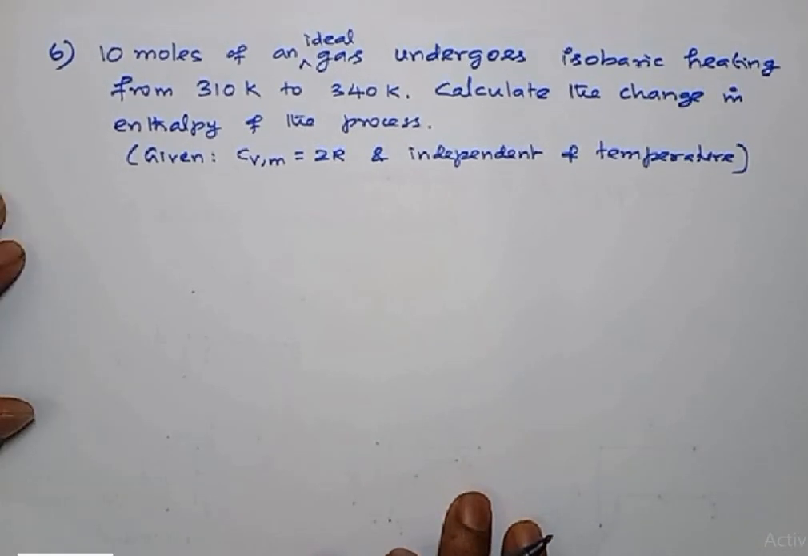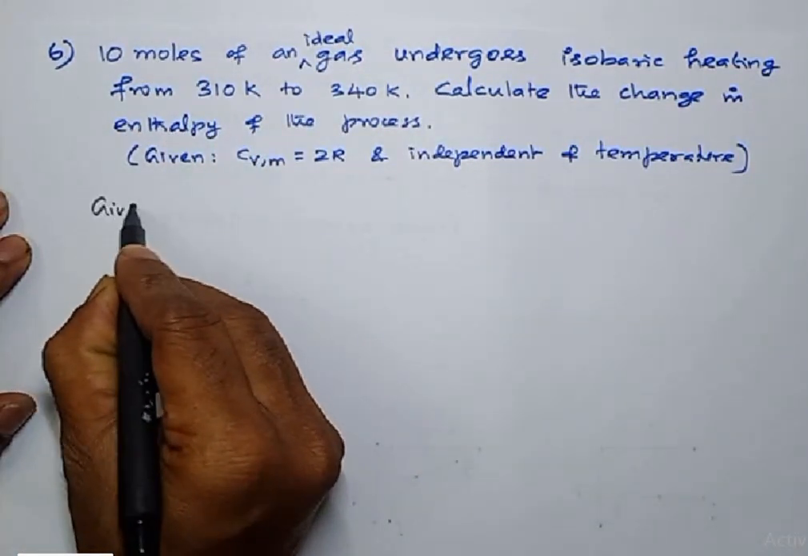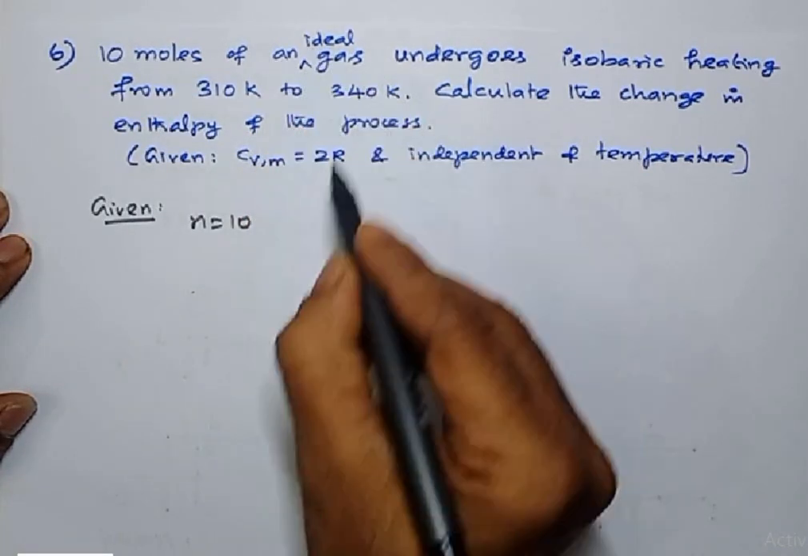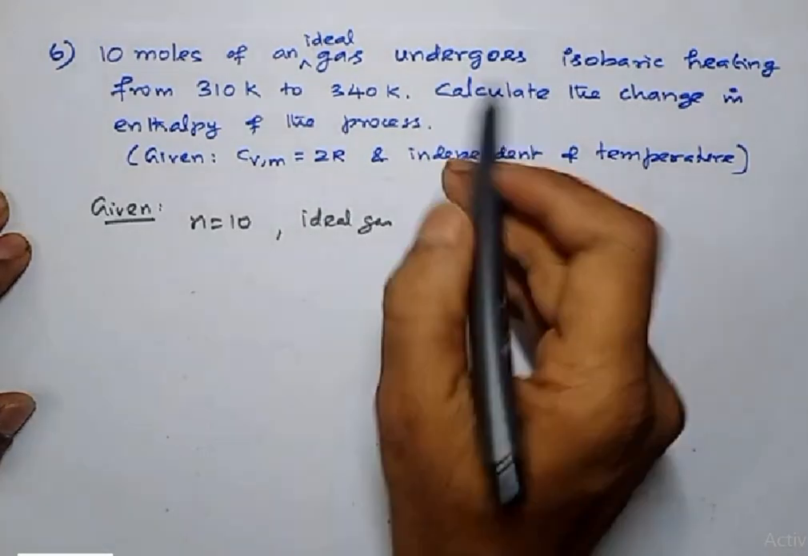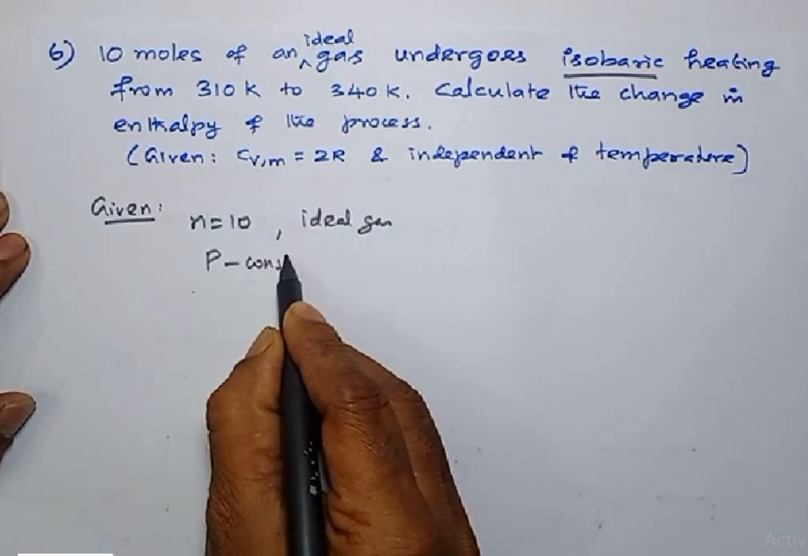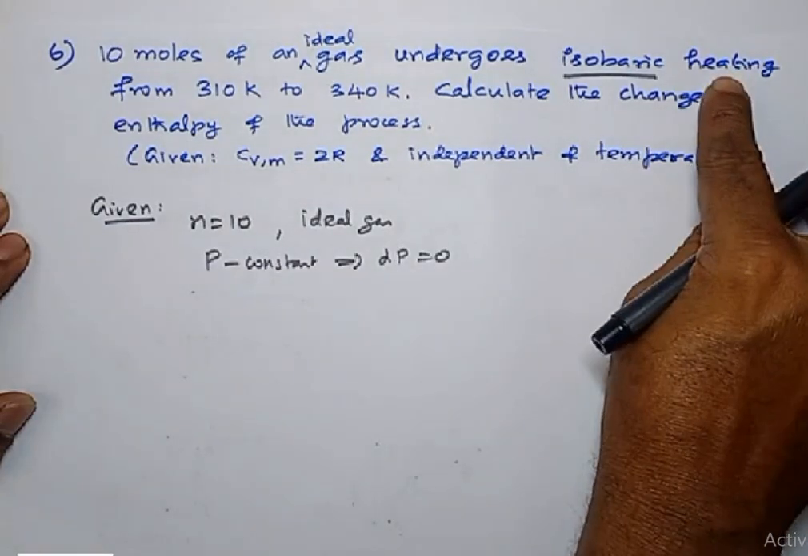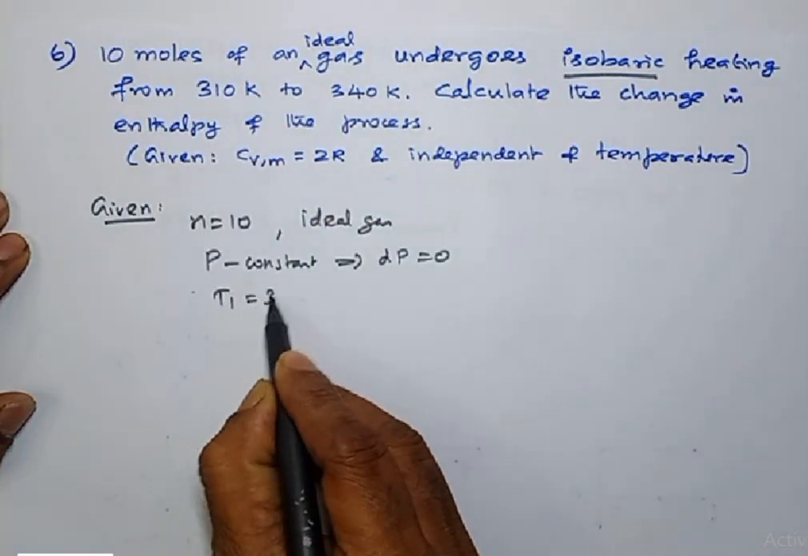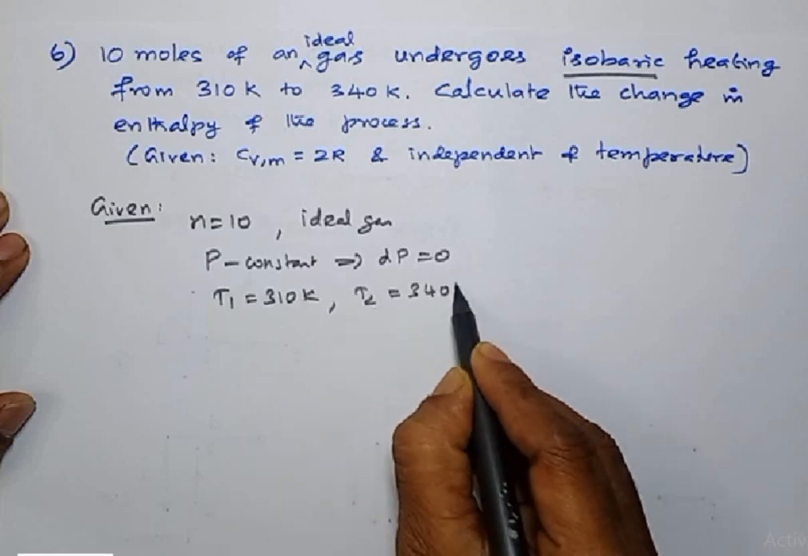Right, now let's move on to question number 6. 10 moles of an ideal gas. Let me write what the data given are. 10 moles, so n is equal to 10. Ideal gas is given, note down the gas. Whenever gas is given, just note it down. It undergoes isobaric heating. Isobaric means pressure is constant, so dP should be 0, and it is heating. Heating occurs from 310 to 340 Kelvin. So the initial temperature is 310 Kelvin and the final temperature is 340 Kelvin.